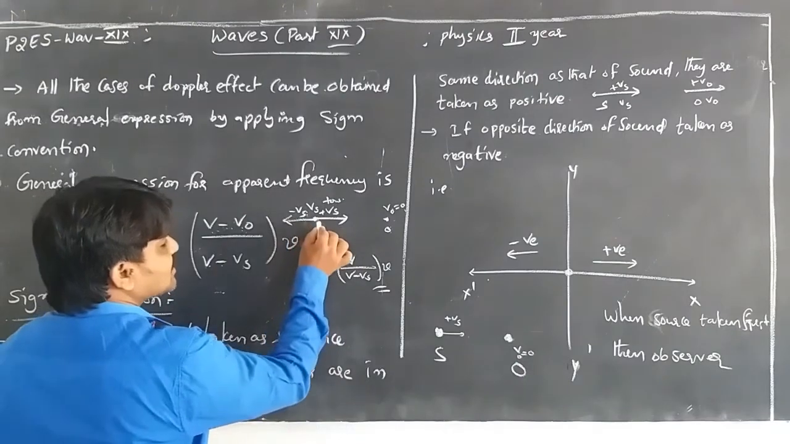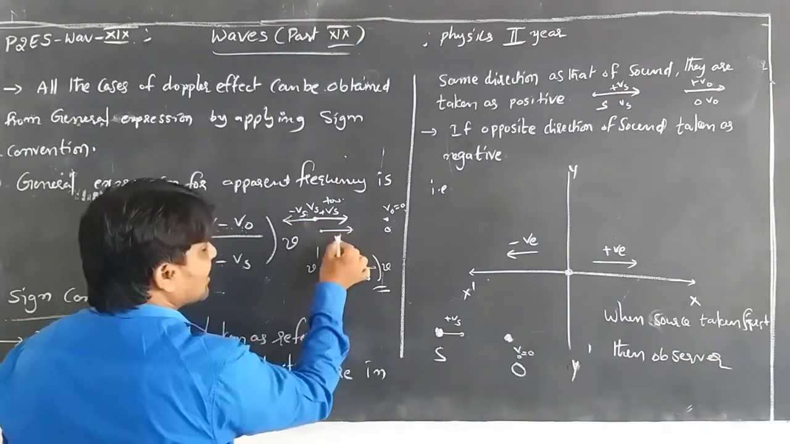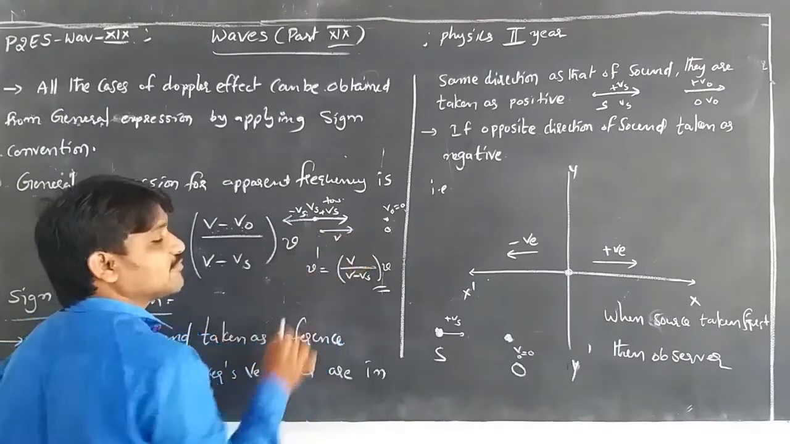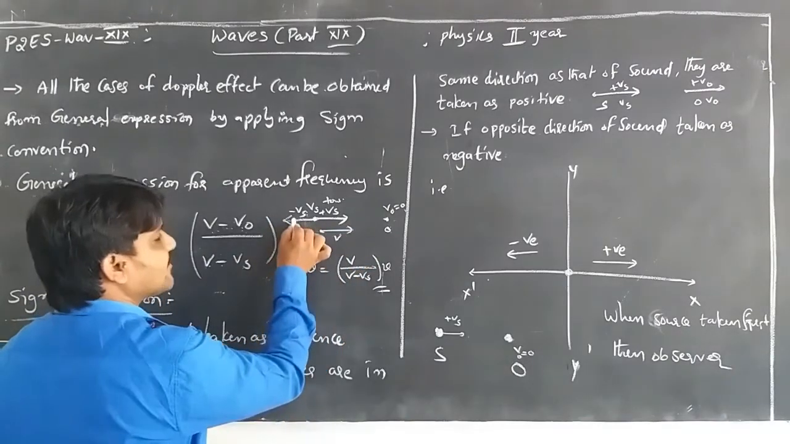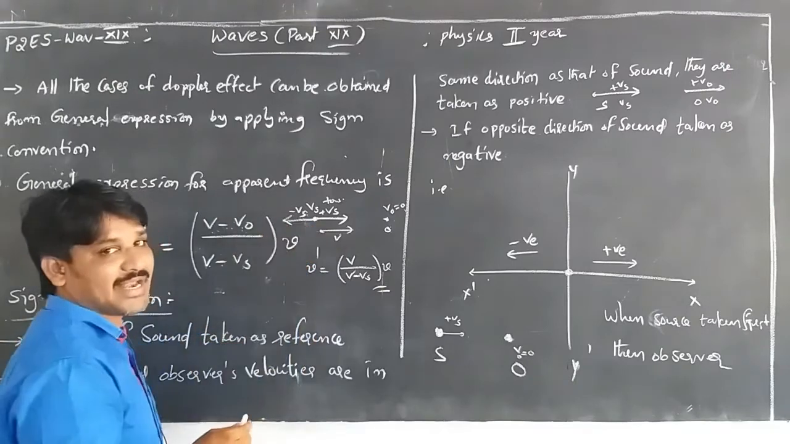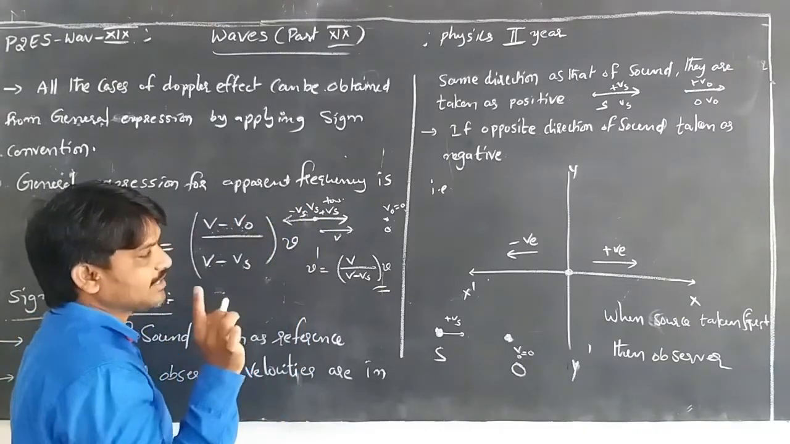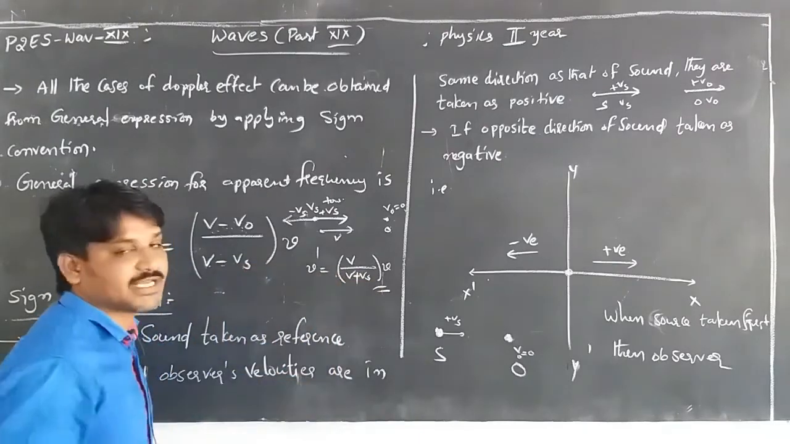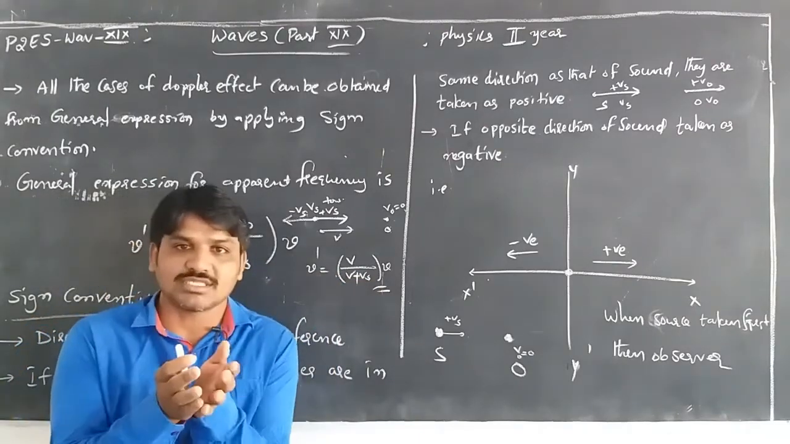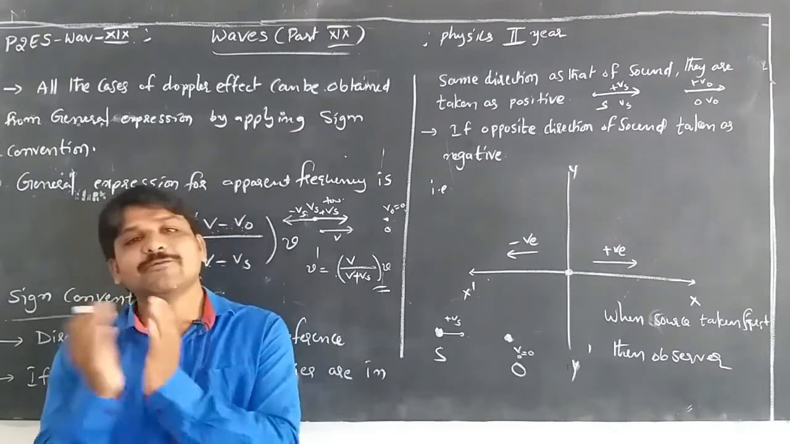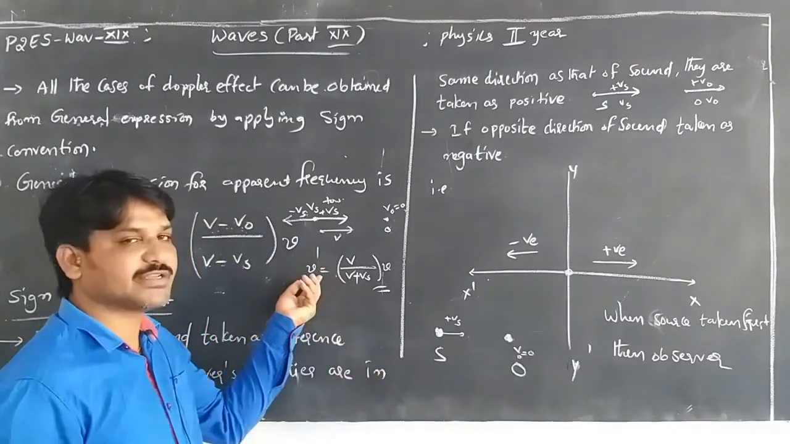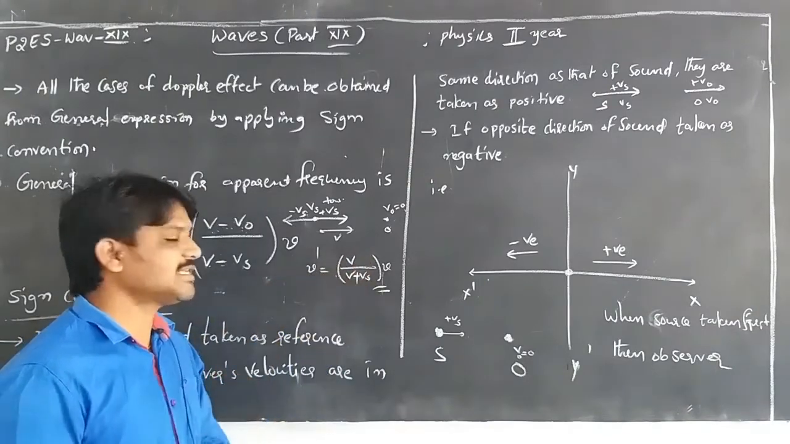If the sound velocity is in this direction, and the velocity of the source is in the opposite direction to the velocity of sound, then the velocity of the source is taken as negative. So minus of minus Vs becomes plus Vs when the source is moving away from the stationary observer, and then we get the apparent frequency nu dash is equal to V by (V plus Vs).